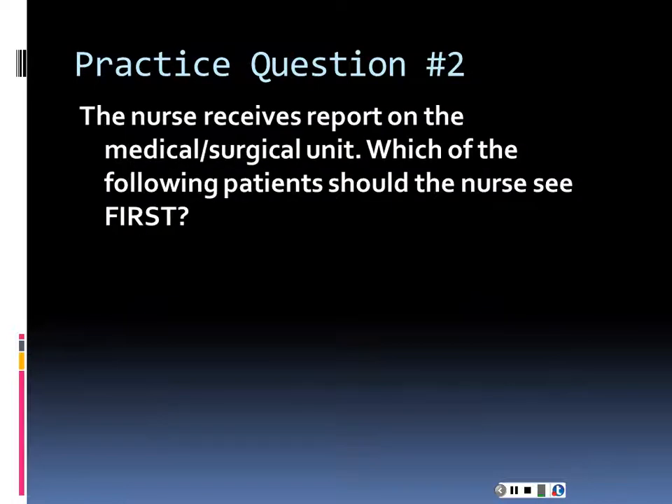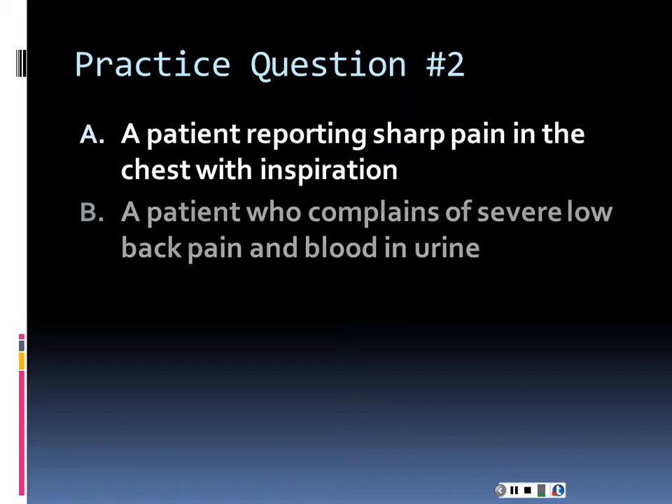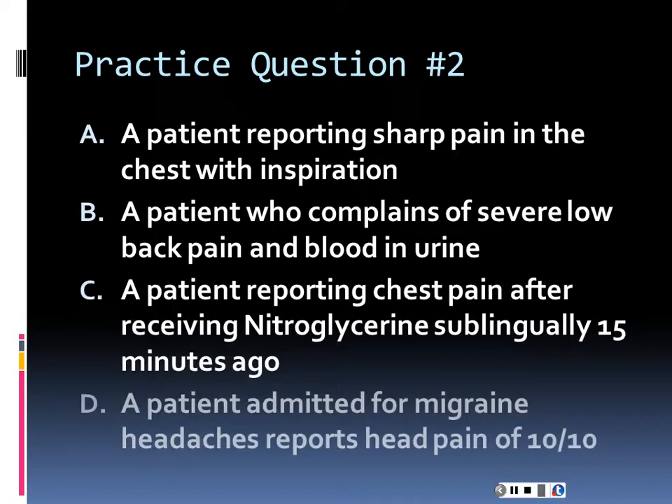The nurse receives report on the med-surg unit. Which of the patients should you see first? A: Patient reporting sharp pain in the chest with inspiration. B: A patient who complains of severe low back pain and blood in the urine. C: Patient reporting chest pain after receiving nitroglycerin sublingually 5 minutes ago. D: Patient admitted for migraine headaches reports head pain of 10 out of 10.